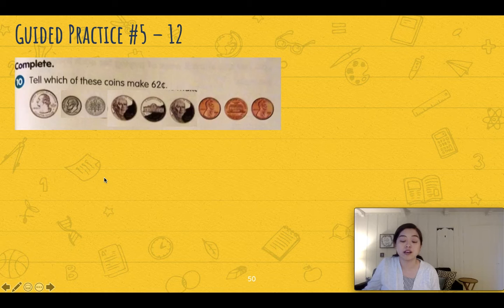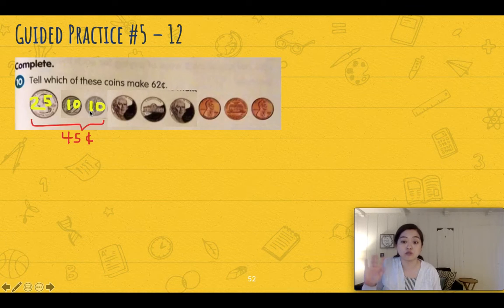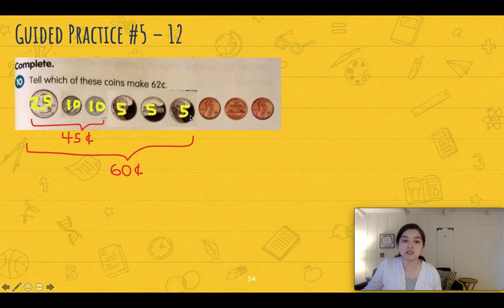Okay. So now let's start counting. Okay. So let's see, I have a quarter, then I have 2 dimes, 25, 35, 45. Okay, so far I have 45 cents. It's not 62 cents yet. Let's keep counting. Now we're gonna add the nickels. So 45, 50, 55, 60. So with the nickels, I have 60 cents total, but I want to make 62 cents.